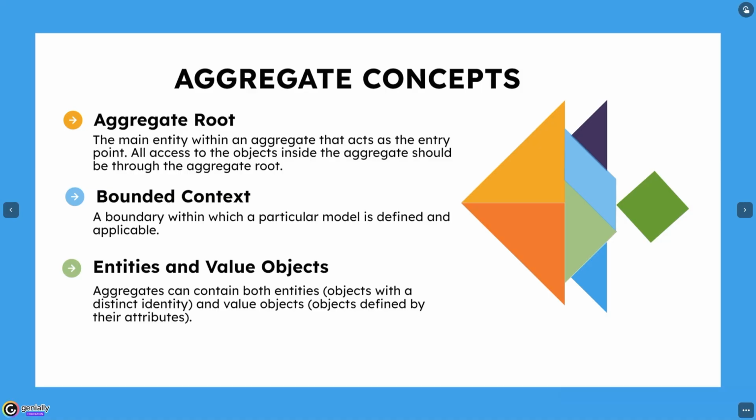Next, bounded contexts. A boundary within which a particular model is defined and applicable. Aggregates exist within a bounded context, helping to manage the relationships and interactions between different parts of the system. And entities and value objects. Aggregates can contain both entities, objects with a distinct identity, and value objects, objects defined by their attributes.